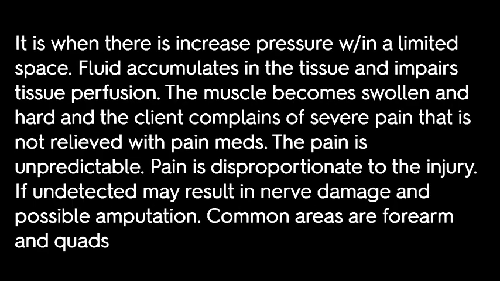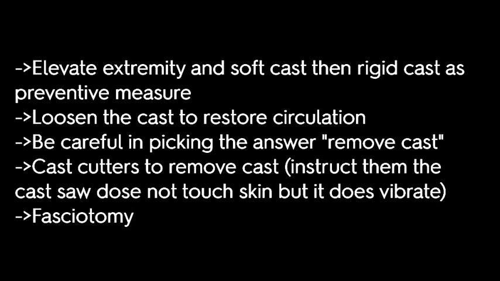What is compartment syndrome? How do you treat and prevent compartment syndrome? Elevate the extremity, and use a soft cast and rigid cast as preventive measures. Loosen the cast to restore circulation. Be careful in picking the answer: remove the cast. Use cast cutters to remove the cast. Fasciotomy.